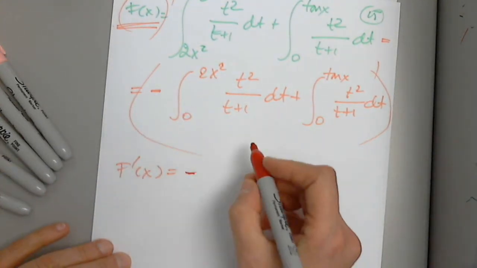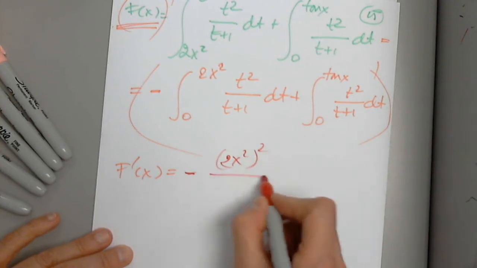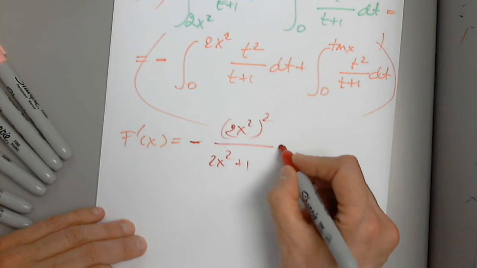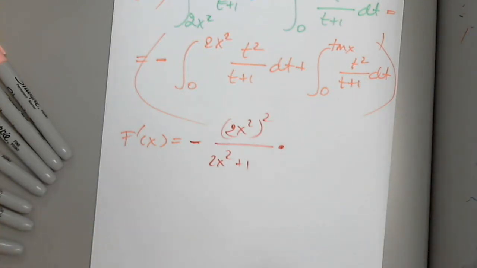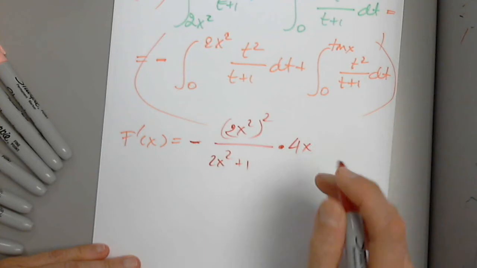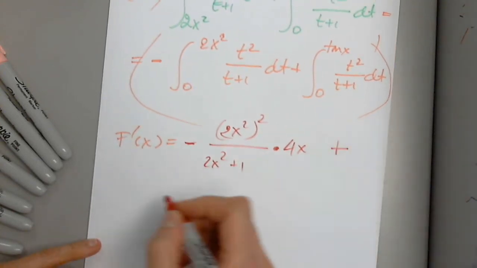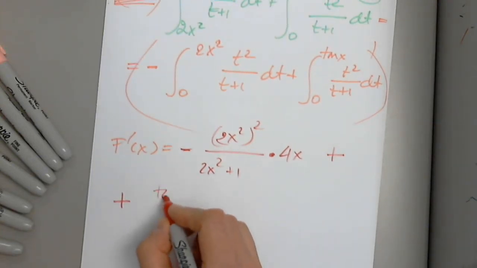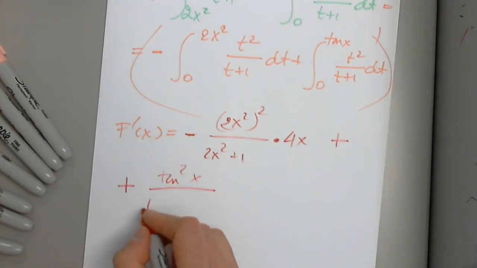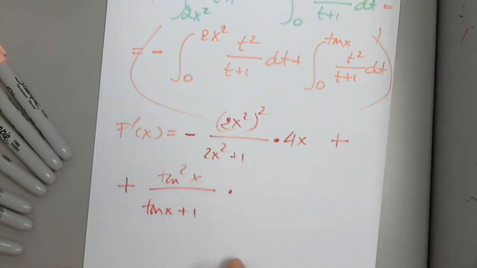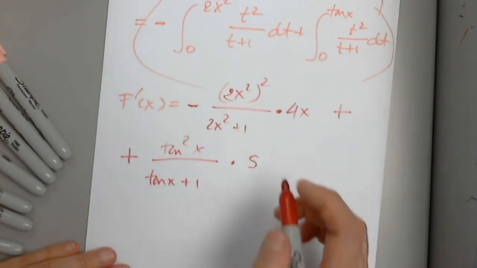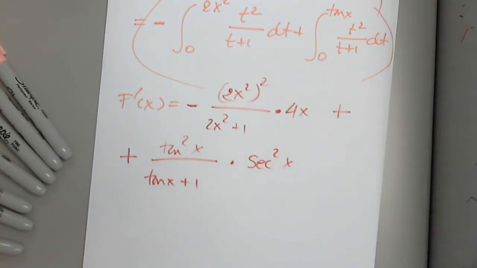Negative 2x squared, squared, very good, over 1 plus 2x squared, very good, plus tan x, multiplied by the derivative, 4x to the fourth, multiplied, plus tan squared over tangent x plus 1 times secant squared. That's it. You don't have to do anything else.